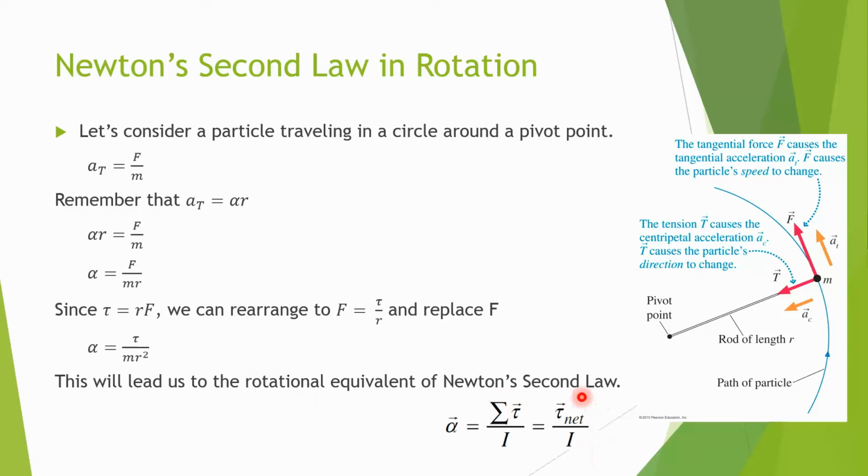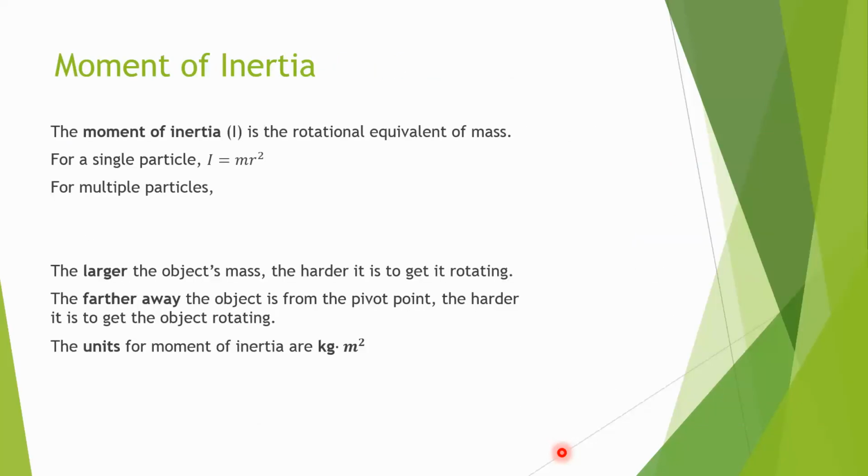This is what you have on your equation sheet. It says that alpha equals the sum of torques over I, or net torque over I. Well, we have to talk about what I is so that you can see where this comes from. So let's introduce I, which is the moment of inertia. The moment of inertia is the rotational equivalent of a mass. So if I have a single particle, I is defined as m r squared. And that's just the definition. It's the mass times the radius of rotation squared.